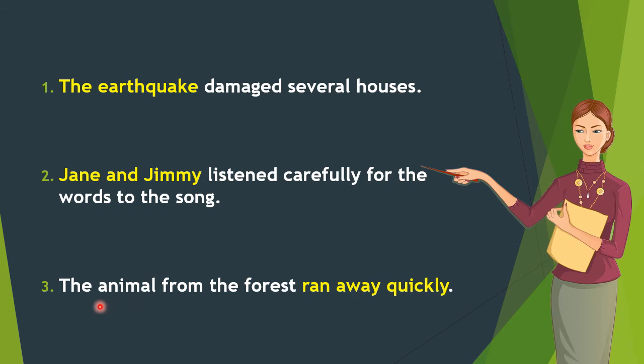Now I'm going to say the animal from the forest ran away quickly. The animal from the forest ran away quickly. Now it is a fully understood sentence, okay? And it's completed, of course. By adding the missing part, you will make this sentence a completed sentence.